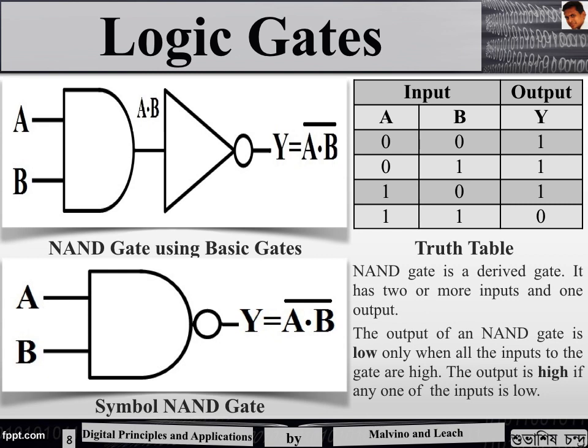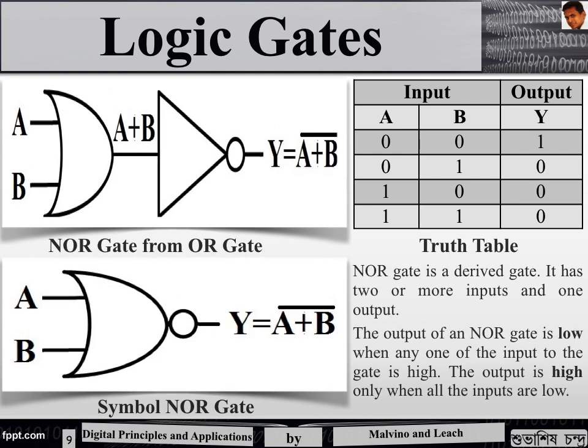The next gate that we will see is the NOR gate. To derive a NOR gate, an inverter is connected to the output of an OR gate. And when the inputs are 0 and 0, the output is 1. As we know that for input 0 and 0, the output of an OR gate will be 0 and its complement is 1. Similarly, for 0 1 it's 0, for 1 0 it's 0, for 1 1 it's 0.